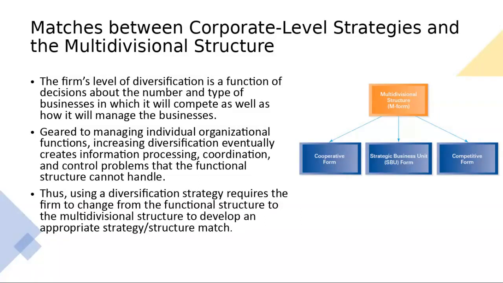And if you were going to operate under just a functional structure, the hierarchy is going to be so high that when you reach down to the bottom, you're just not going to know what is happening. The coordination and the control are going to get out of hand. So the regular functional structure for the complete multi-divisional structure would not work. Thus, using a diversification strategy requires the firm to change from the functional structure to the multi-divisional structure to develop an appropriate strategy structure match.